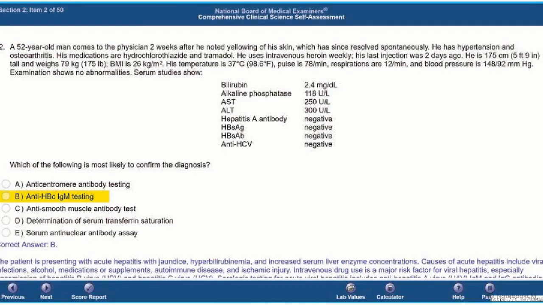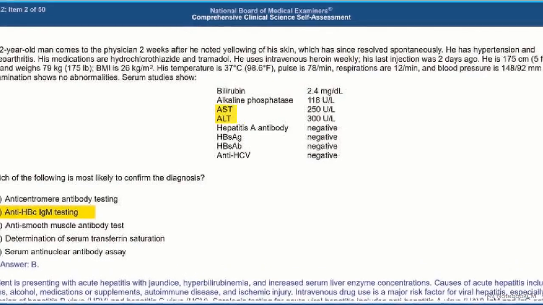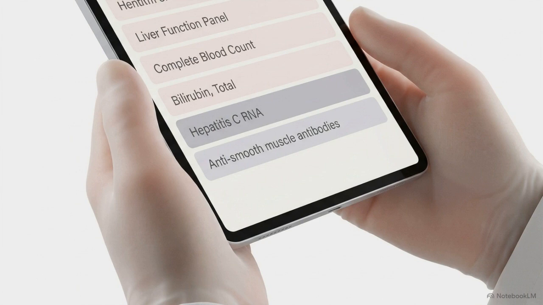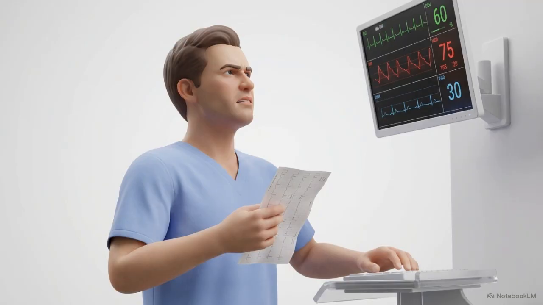Consider this clinical assessment. A 52-year-old man with recent intravenous drug use presents with severe jaundice. His AST and ALT are markedly elevated to 250 and 300, yet his hepatitis B surface antigen and surface antibody both return negative. Testing for hepatitis C or ordering autoimmune markers like anti-smooth muscle antibodies might seem reasonable given the transaminitis, but doing so misses the immediate temporal threat. Those options ignore the specific timeline of the viral clearance phase.